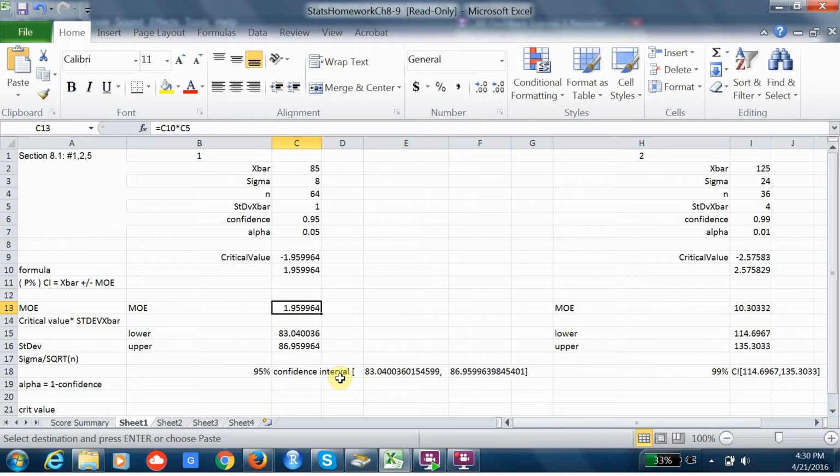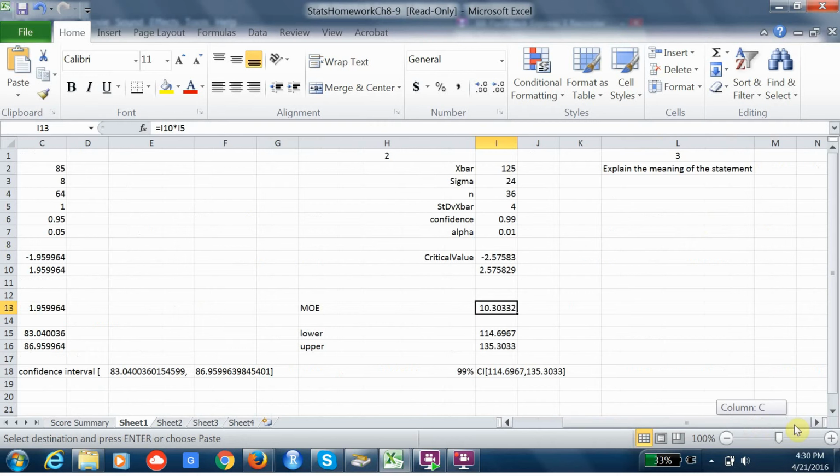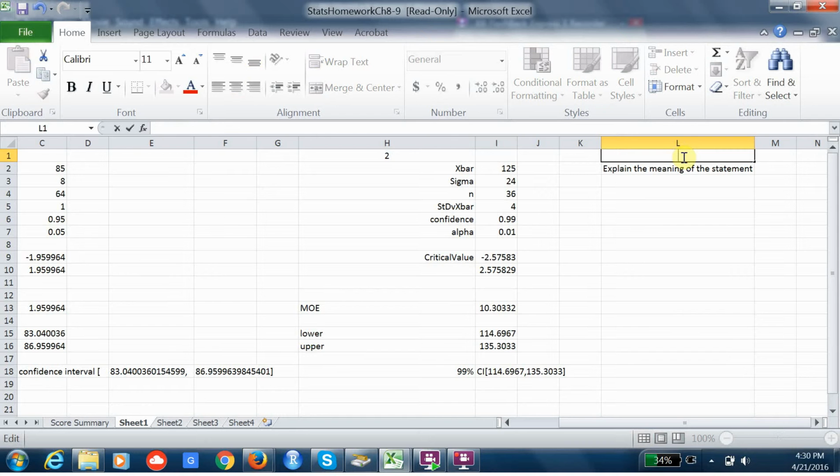Let's see, for number 2. This is number 2, okay? Same sort of deal, right? That looks good. Looks good. All right. So I believe this is number 15. It's labeled 3, but I think this is 8.15. And what we're asking here is, what does the confidence interval mean?